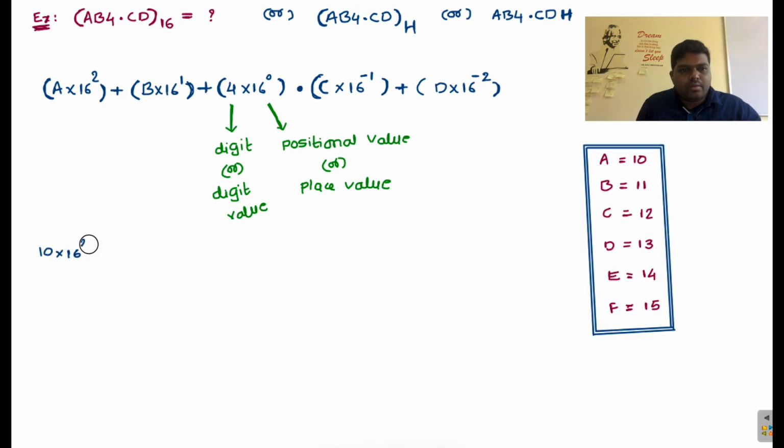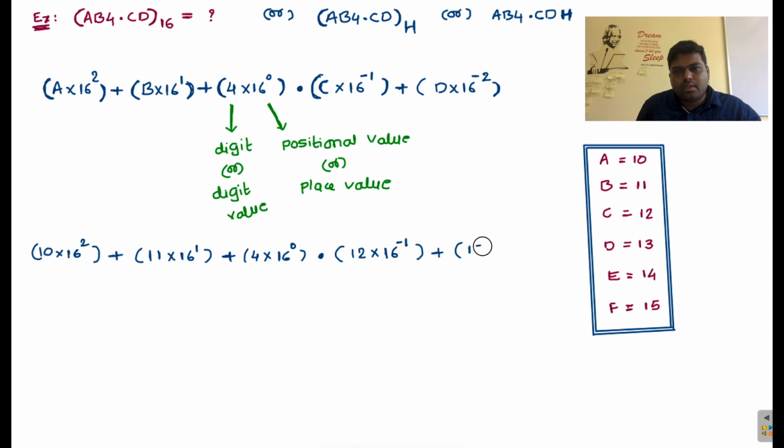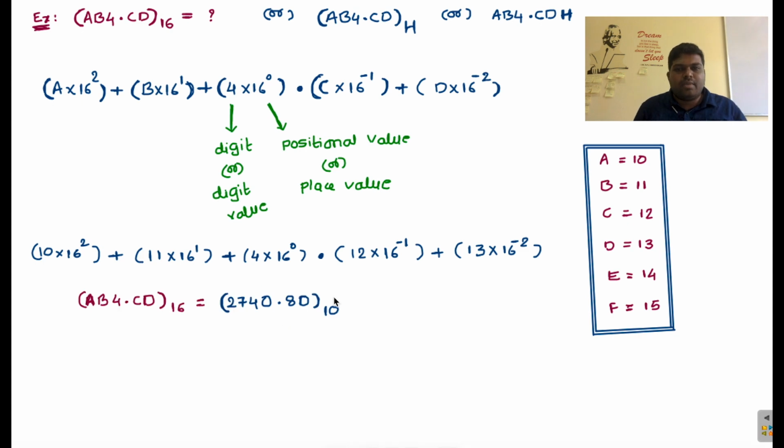Now I am writing here A equals 10. 10 into 16 power 2 plus B, that means 11 into 16 power 1 plus 4 into 16 power 0 point C, that means 12 into 16 power minus 1 plus D, 13 into 16 power minus 2. Now you can calculate entire thing, then you will get the decimal equivalent number. So this is your decimal equivalent for given hexadecimal number, right?